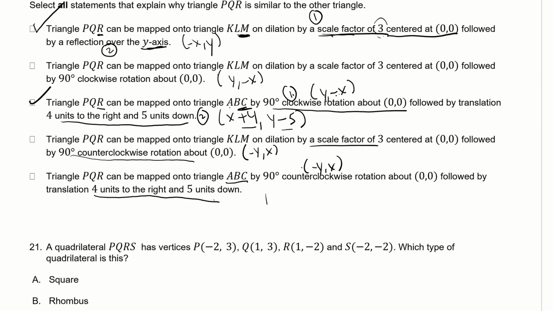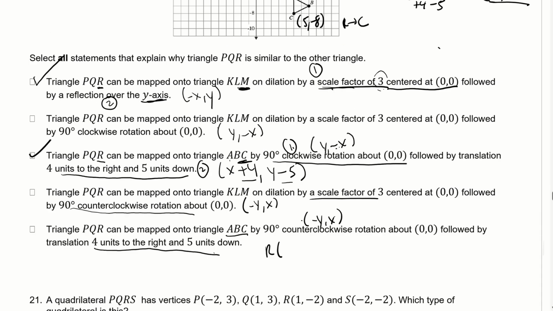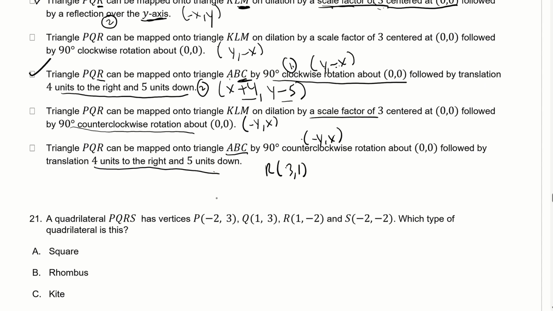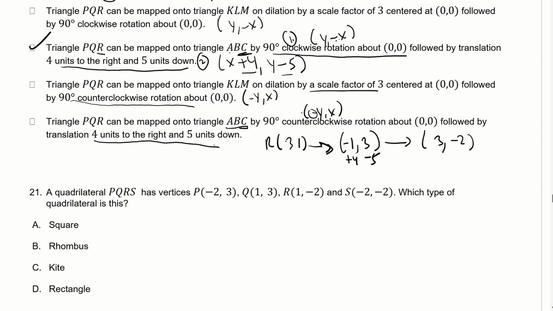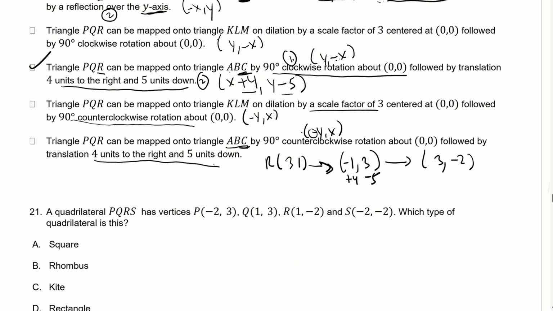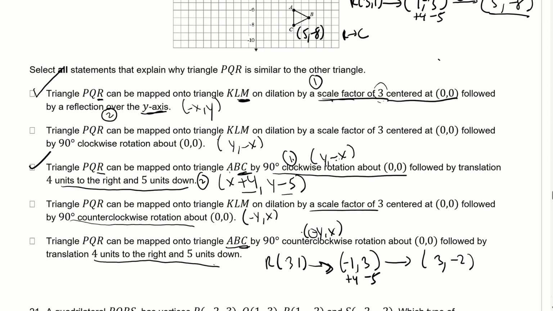So let's try that with R. R was 3, 1. If I apply that, I had to switch them, put a negative on the first one. Once I switch it, that's what I get. And then we're gonna do 4 to the right and 5 down. So negative 1 plus 4, and then 3 minus 5. Now that is definitely not the coordinates for C, so it cannot be that. So we only have 2 choices here, okay?